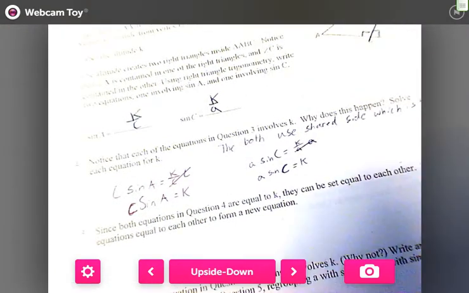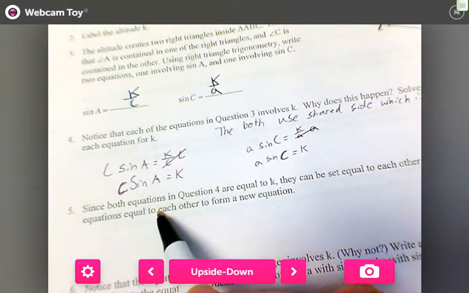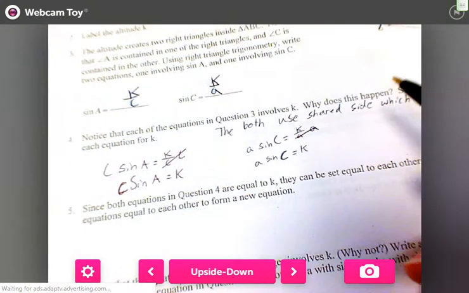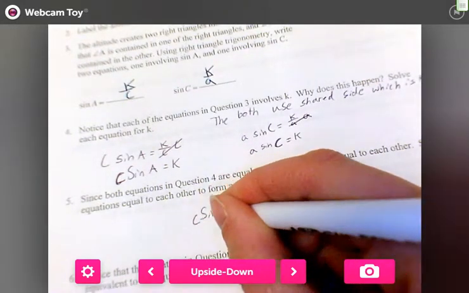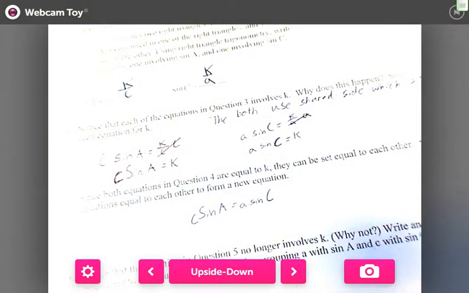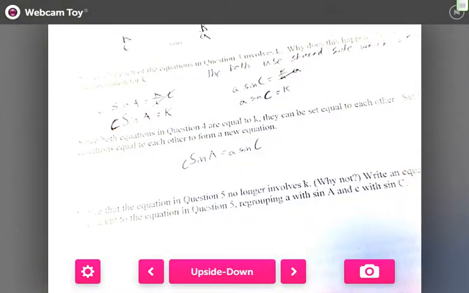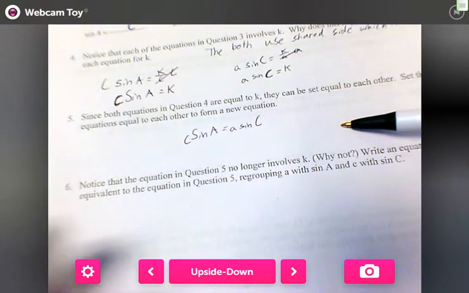Zoom in a little bit more. All right. Since both equations in question 4 are equal to K, they can be set equal to each other. Set the equations equal to each other. c sine A equals a sine C. Notice that question 5 no longer involves K. Why not? Why don't we involve K any longer? Because we set them equal to each other, right?